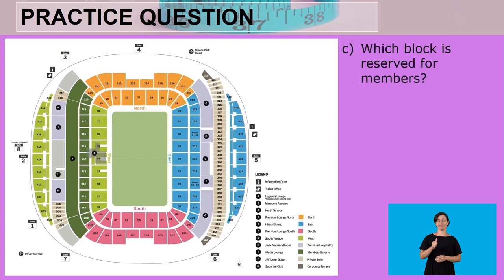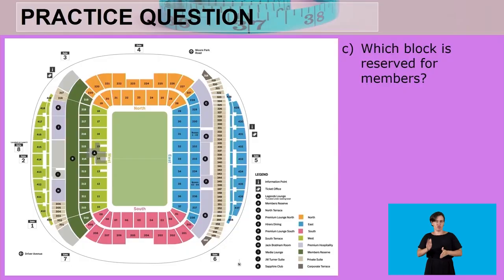Then C, which block is reserved for members? We've got the blocks, and the blocks are named according to the alphabet, A, B, C, up until K. That indicates the reservation and who sits where. So we have to go to our key and check which block is reserved for members. Which members are those, by the way? Those are the rugby members. It's either the players, or even the committees and other people involved with that particular match.